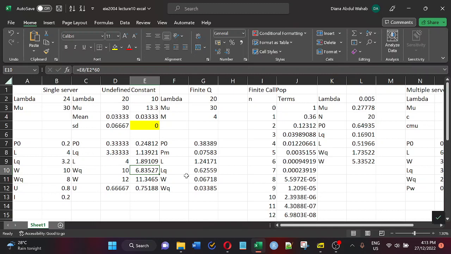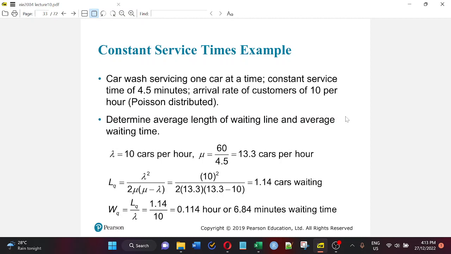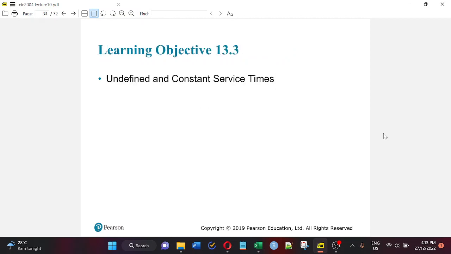All right. Now let's go to the next one. I think you need to pause once in a while, and then you just work on the Microsoft Excel.